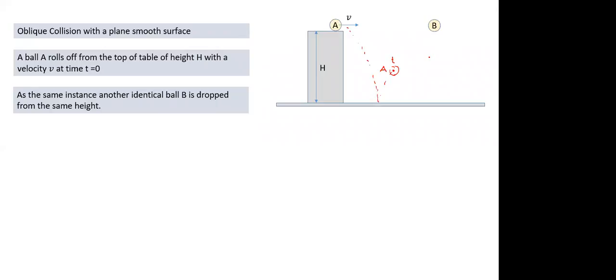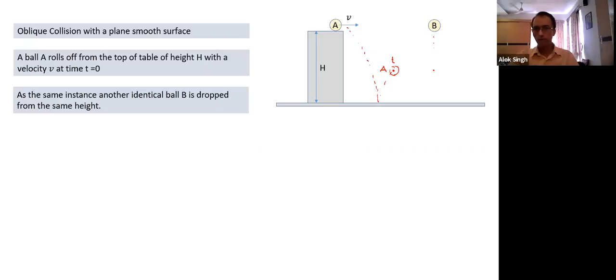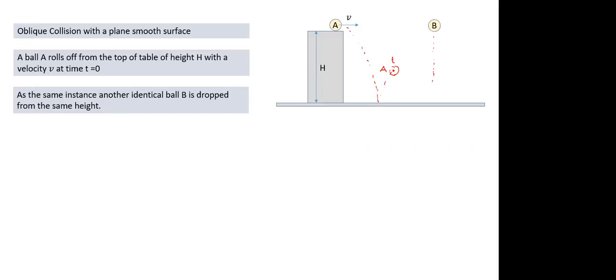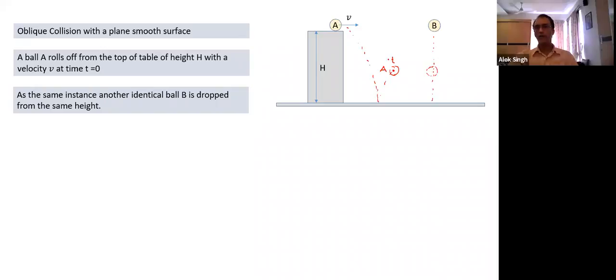Of course, same horizontal position. Why would that be so? The vertical acceleration is the same for both, and the increase in velocity is the same. So what is happening in the y direction is identical in both cases. So this also will hit.